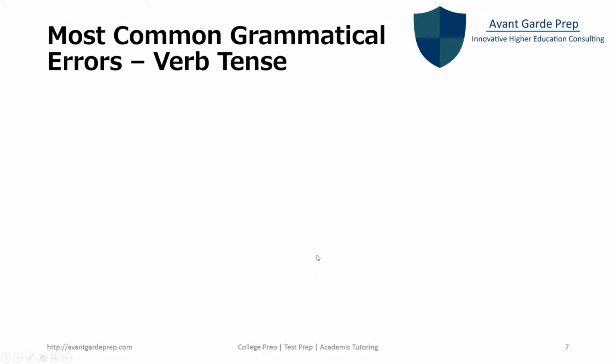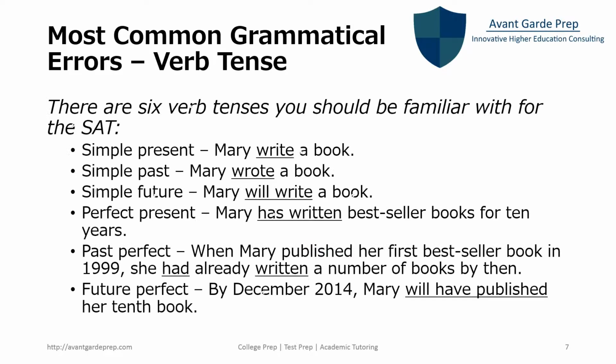Next, we're going to talk about the most common grammatical errors, and we're going to start first with verb tense. What this means is these are errors that have to do with when the sentence takes place. If the action of the sentence is happening in the present, then the verb must be in the present tense. If the sentence describes something that has not yet taken place, then your verb needs to be in the future tense. There are essentially 6 verb tenses that you need to be familiar with for the SAT.